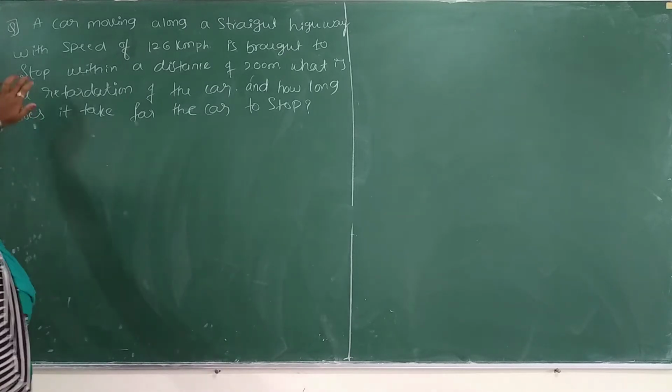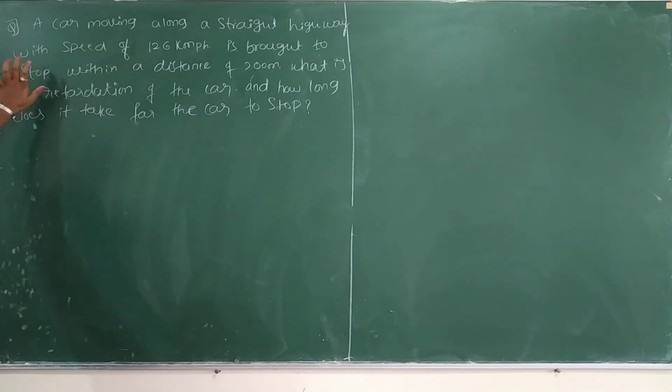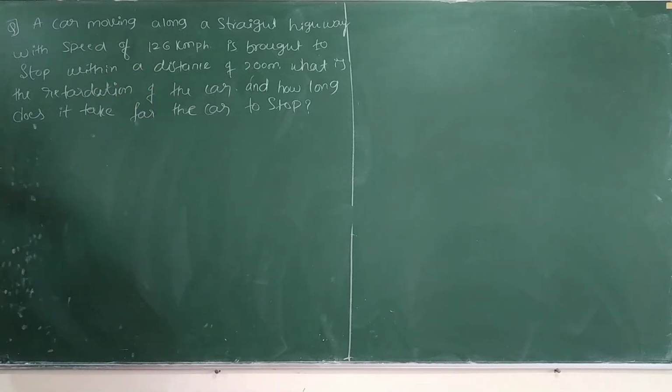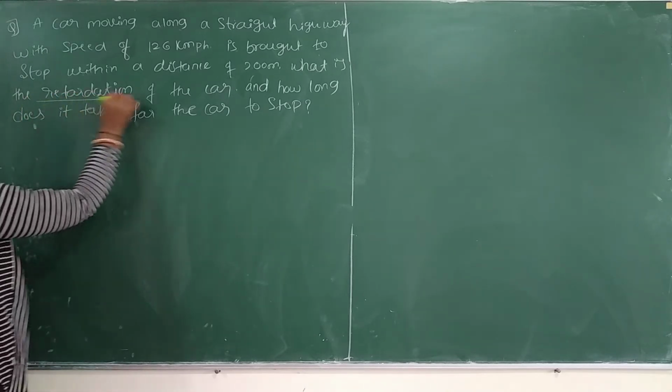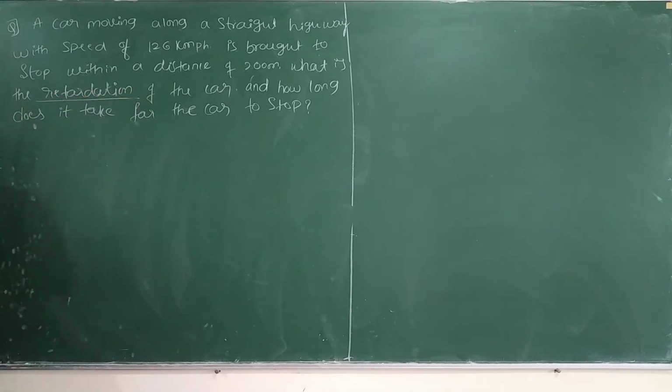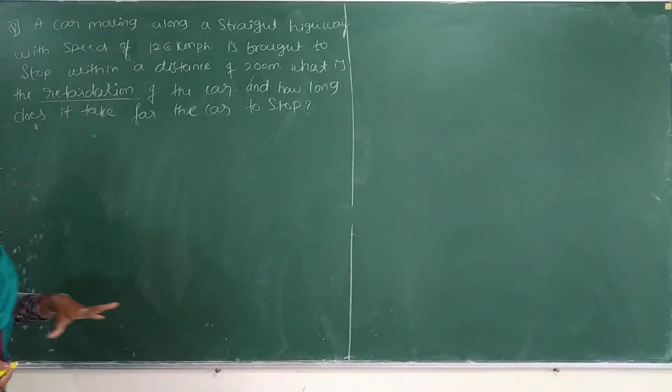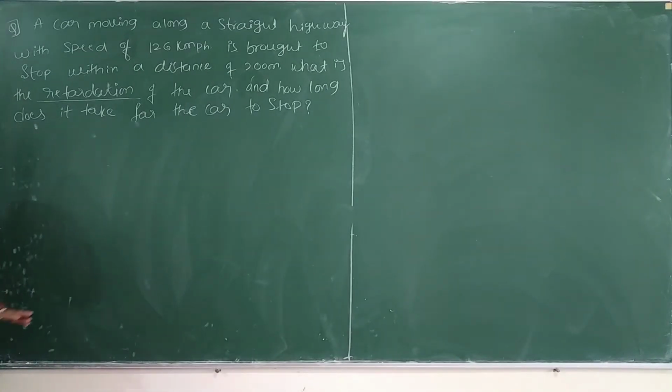A car moving along a straight highway with a speed of 126 km/h is brought to stop within a distance of 200 meter. What is the retardation? They are asking for retardation. What do you mean by retardation here? The decrease of velocity with respect to time is known as retardation. So just write here. First note down the given data from the given question.